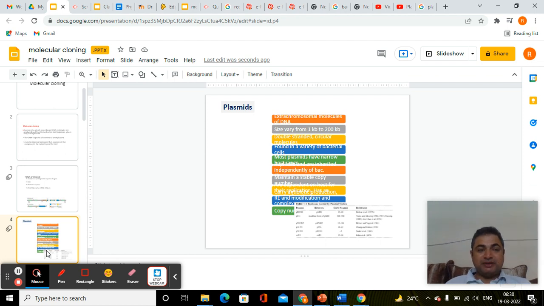And so I told you that there should be an origin of replication, an antibiotic selection marker gene, and to clone a gene fragment, the plasmid should also contain a multiple cloning site. So these are the features of a vector.